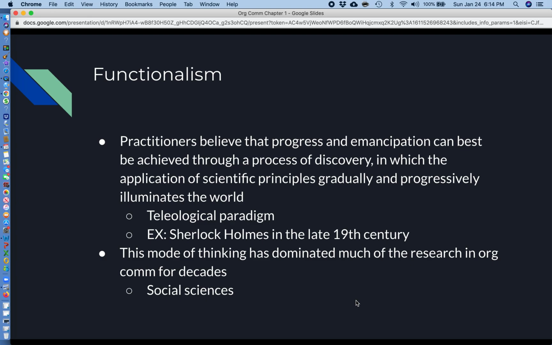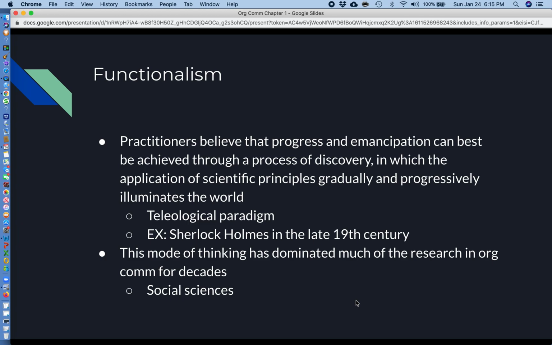And this constitutes what we call a teleological paradigm. Now, these are two fancy words. So paradigm is just a way of thinking, and teleological is a word that describes a process that's going somewhere, that's going towards a goal, building on itself. So putting together Legos to make a great big Lego castle is in itself a teleological process. It's a progression, right? You're working towards a final goal.